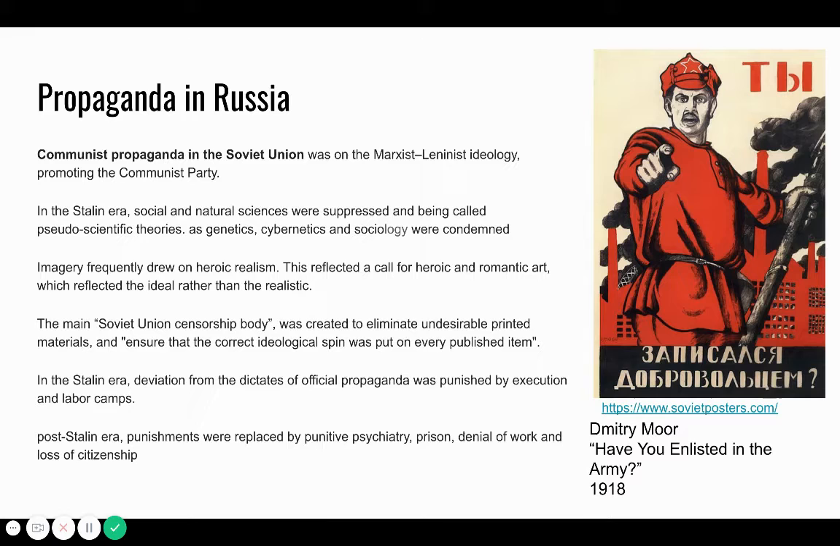Imagery frequently drew on heroic realism. This reflected a call for heroic and romantic art, which reflected the ideal rather than the realistic. The main Soviet Union censorship body was employed not only to eliminate any undesirable printed materials, but also to ensure that the correct ideological spin was put on every published item. In the Stalin era, deviation from the dictates of the official propaganda was punished by execution and labor camps. In the post-Stalin era, these punitive measures were replaced by punitive psychiatry, prison, denial of work, and loss of citizenship.